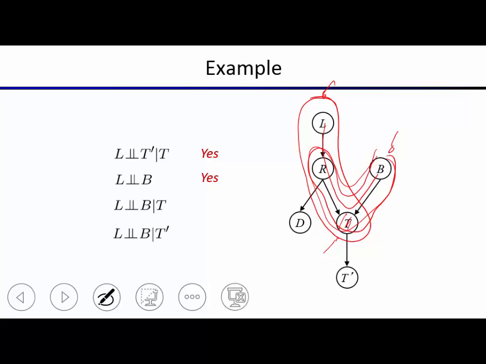How about when T prime is observed? Same thing, right? Because it's the same variables we care about, same path, and now instead of observing T itself, we observe some successor which has the same effect on that triple. It makes that V structure triple active just like it was before, and so there could be influence between L and B.